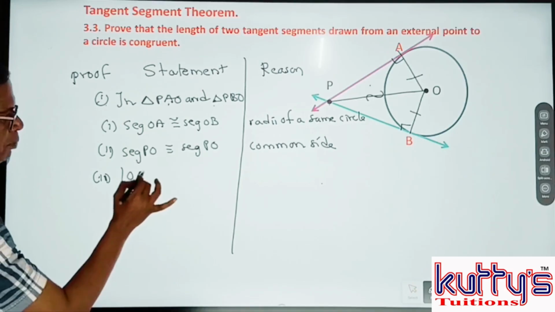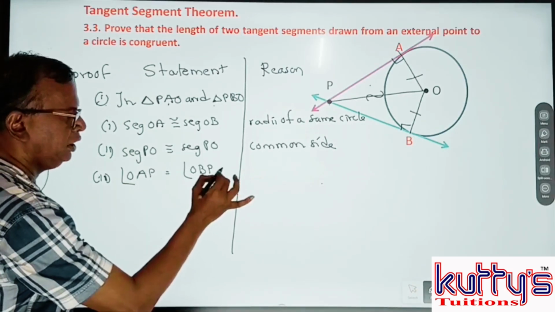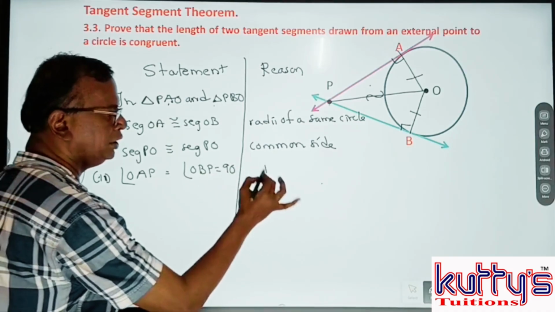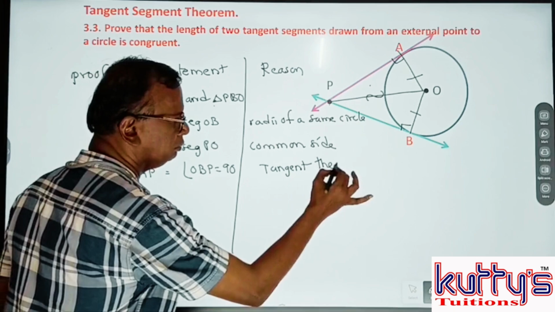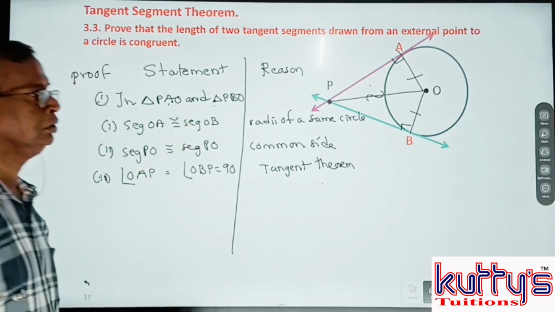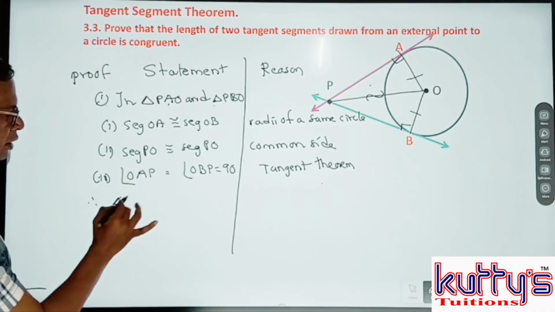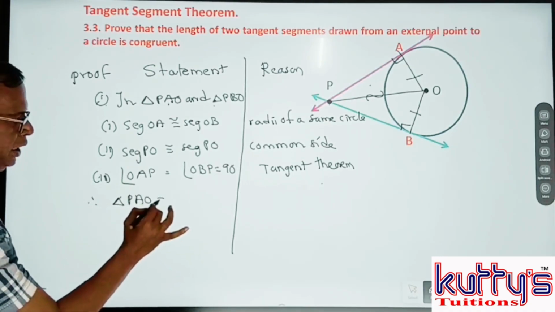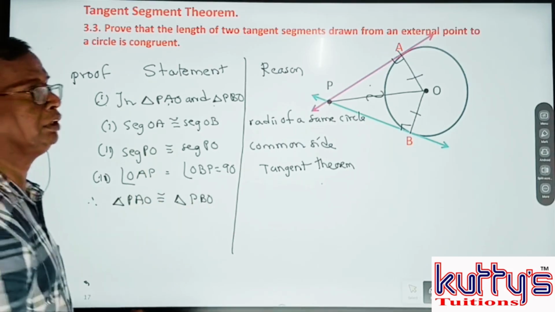The third condition. What is that? Angle OAP is equal to angle OBP is equal to how much? They are 90. The reason we have to write is tangent theorem. Okay students? So all three conditions are satisfied. Therefore I can say triangle PAO is congruent to triangle PBO.